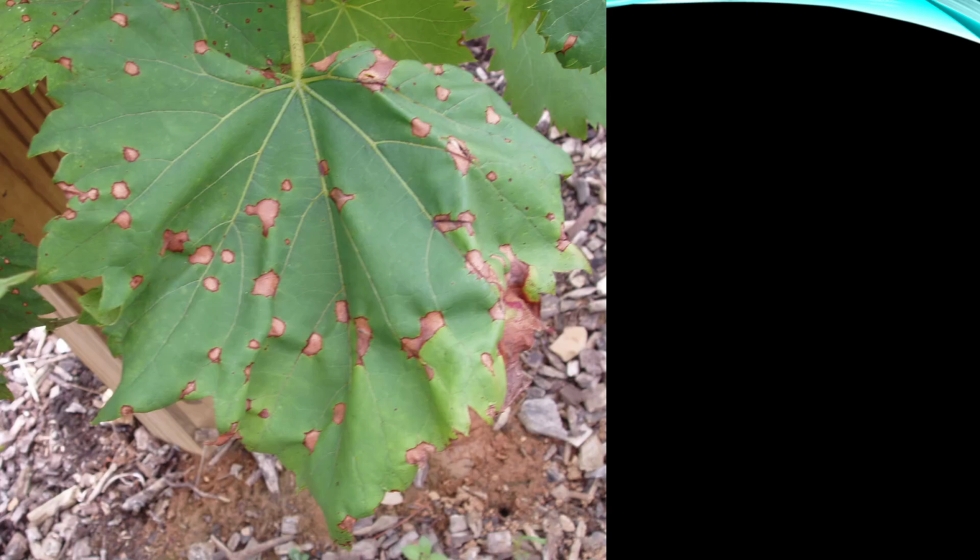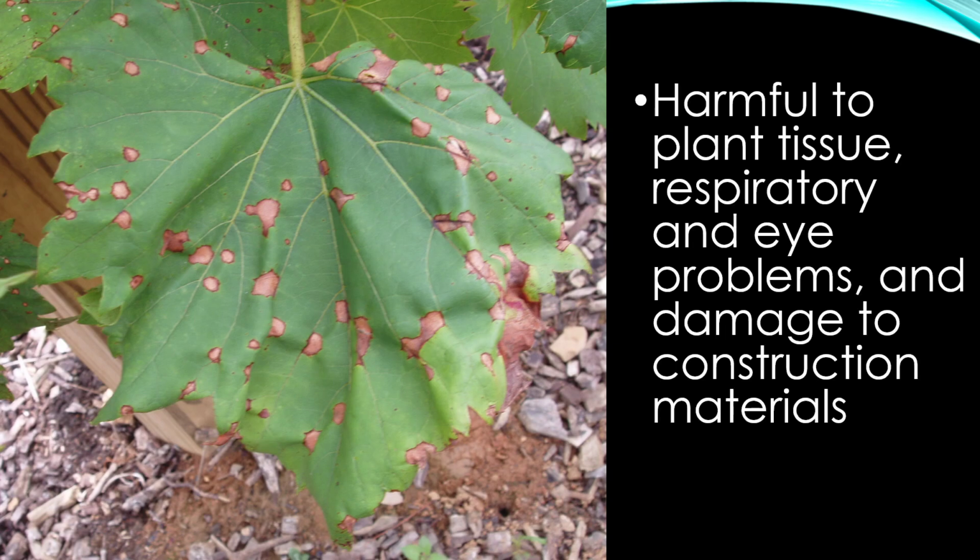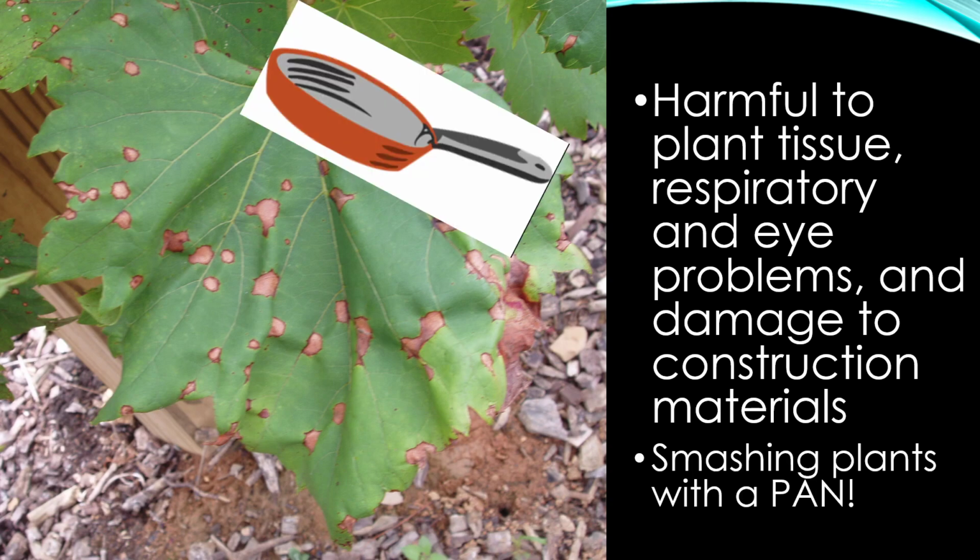So here's a plant that you can see has obviously got some kind of rot or problem going on because it has some photochemical oxidants. They can be harmful to plant tissue, respiratory system, and eye issues, and they can cause damage on construction materials. Just a reminder, smashing plants with a pan because of the PANs.